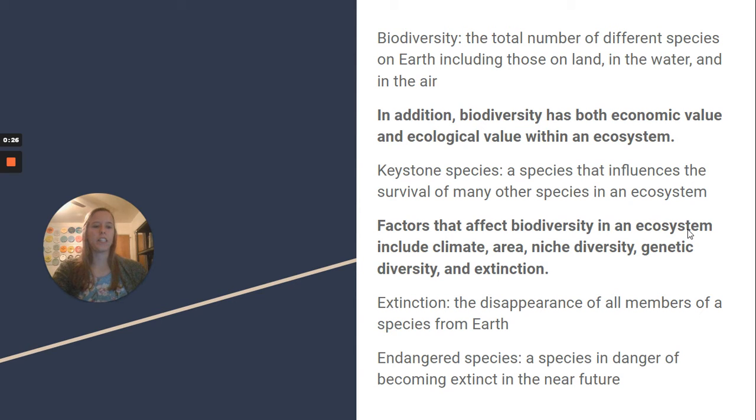So biodiversity is the total number of different species on Earth, including those on land, in the water, and in the air. In addition, biodiversity has both economic value and ecological value within an ecosystem. So keystone species is a species that influences the survival of many other species in an ecosystem. Factors that affect biodiversity in an ecosystem include climate, area, niche diversity, genetic diversity, and extinction.